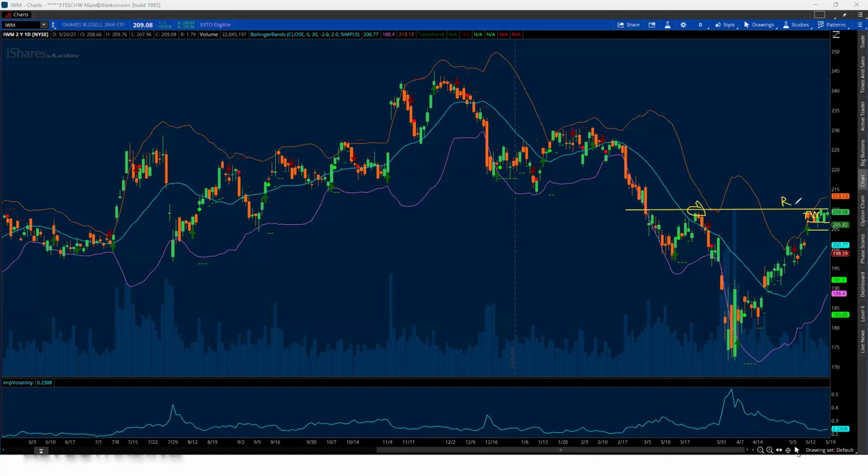So it appears the resistance area is holding, and that would create a scenario where it might be appropriate to roll the call spread out. The initial 205, 207 call spread had a May week 3 expiration and was initially done for, I believe, a $45 credit, so $45 a contract.